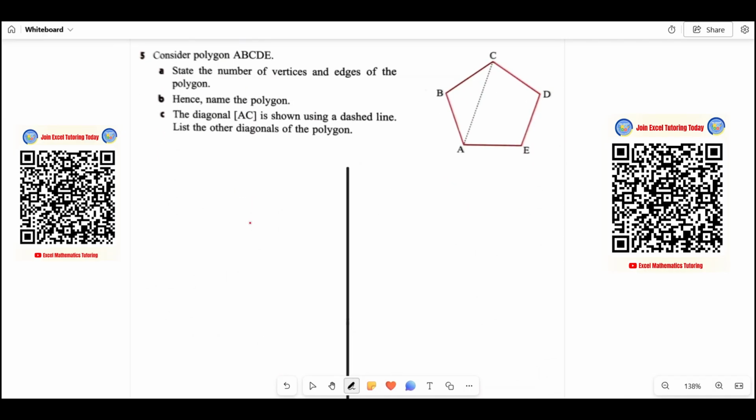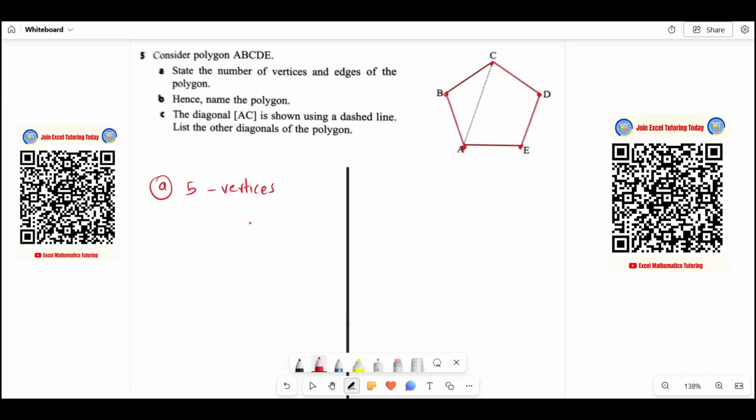And coming to the next one, the fifth question is consider polygon ABCDE. So this is our polygon ABCDE. We just need to state the number of vertices and edges of the polygon. So as I said, a vertex is a point where two or more lines meet each other. So how many vertices for this? 1, 2, 3, 4, 5. So 5 vertices.